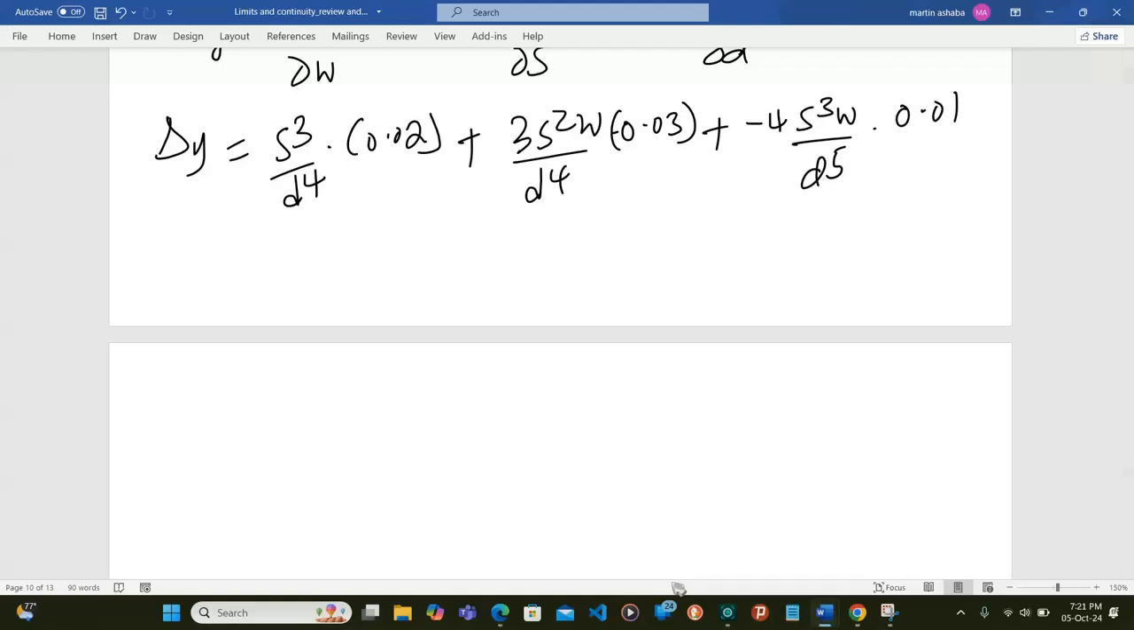So let's move forward and put in our values. So these are what we had. What we had were in percentages.